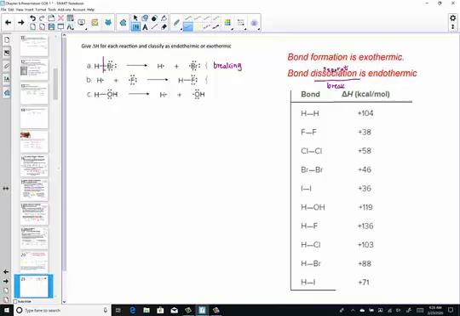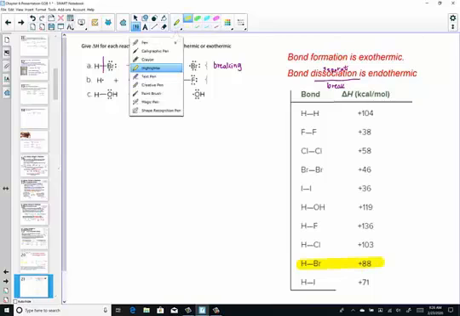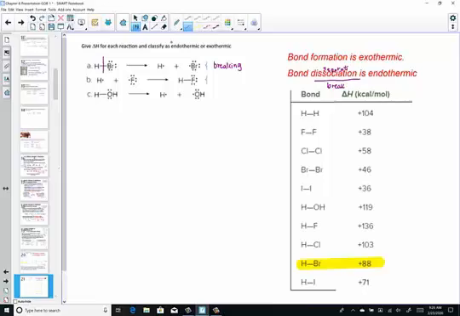So HBr, when I come to my chart and I just find HBr and I just read across, I would notice that the value there is plus 88 kcals per mole. So for letter A, the delta H is positive 88 kcals per mole, which makes this an endothermic process, meaning that it takes energy. Energy is absorbed by endothermic.